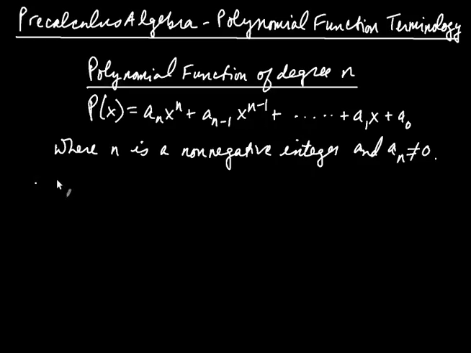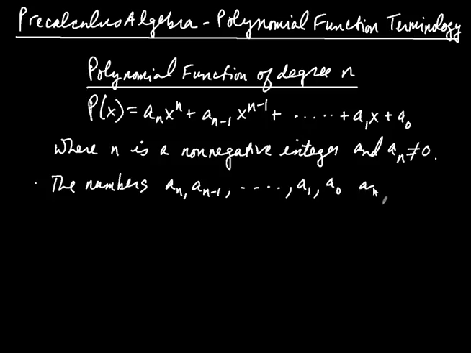The first is that the numbers a sub n, a sub n minus 1, that is all the a's you see above, down to a sub 1, a sub 0, those are all numbers. There's a special name we have for those, they're called coefficients.